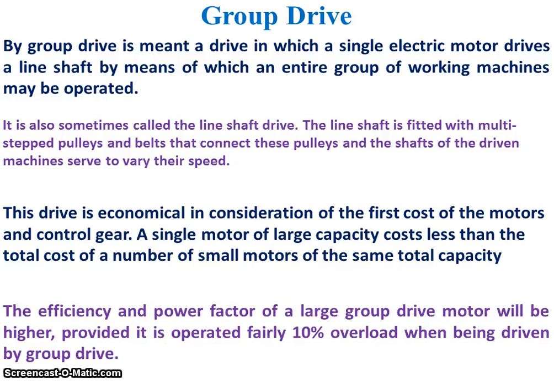The group drive. By group drive is meant a drive in which a single electric motor drives a line shaft by means of which an entire group of working machines may be operated. It is also sometimes called the line shaft drive. The line shaft is fitted with multi-stepped pulleys, and belts that connect these pulleys and the shafts of the driven machines serve to vary their speed.